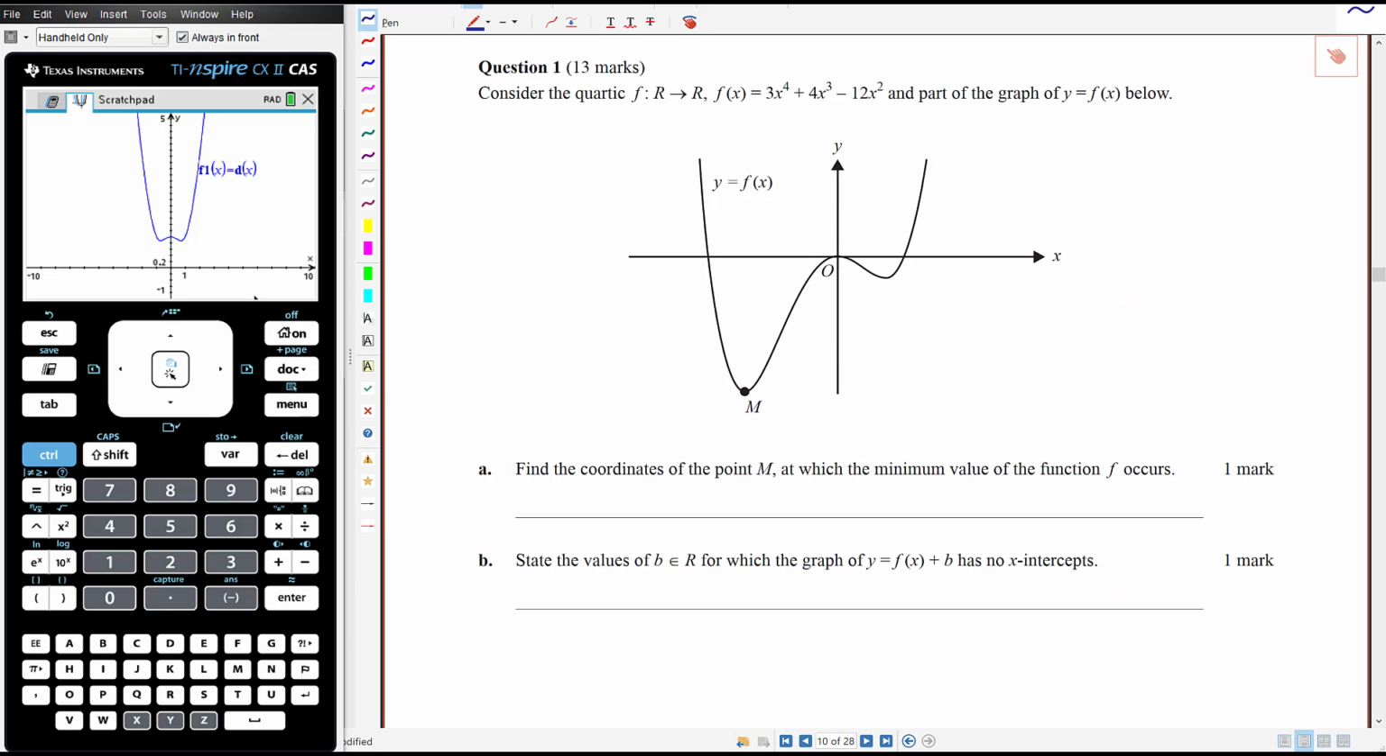Question 1 is worth 13 marks, and we have a quartic function. So the first thing I'm going to do here, let's get rid of all of that, clear that off. Let's define a function. Before I've even read anything, it's a 13-mark extended answer question, all to do with this function. The first thing I'm going to be doing is defining the function: f of x equals 3x to the power of 4 plus 4x cubed minus 12x squared.